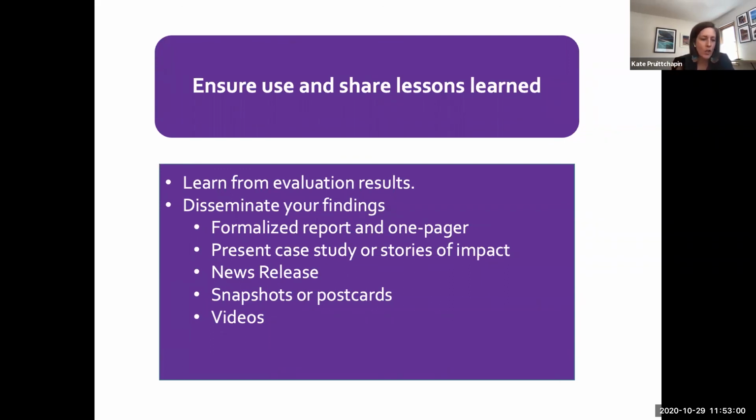We have a short attention span in this world. So how can you really maximize your impact on these one pagers? And I'll show you some examples.